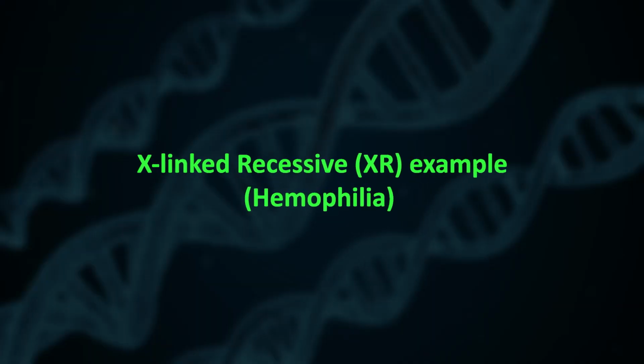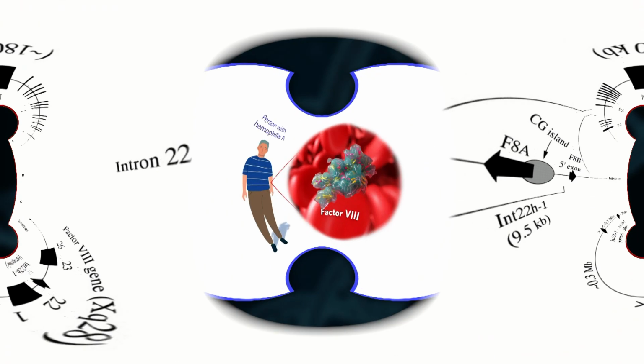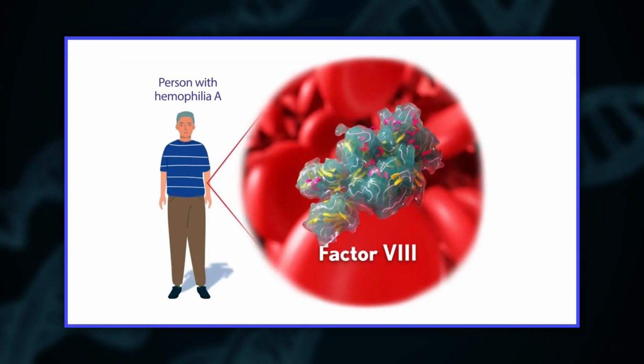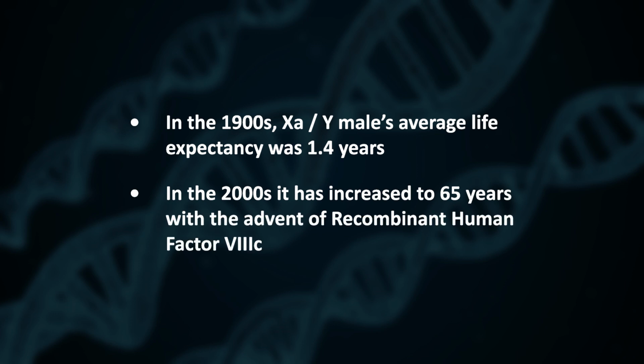Dear students, let's discuss an X-linked recessive example, hemophilia. An F8 gene at Xq28, that is X chromosome, q-arm, region 2 band 8, encodes blood clotting factor VIII. Without factor VIII, internal and external bleeding cannot be stopped. Back in the 1900s, X^a/Y males' average life expectancy was 1.4 years, but in the 2000s it has increased to 65 years with the advent of recombinant human factor VIII.